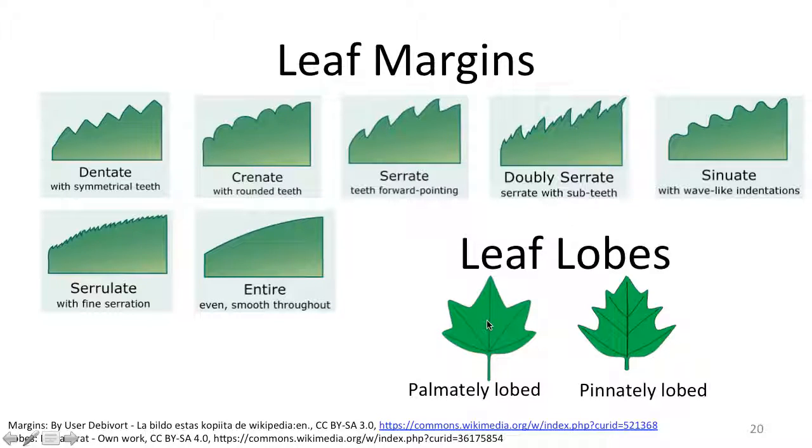So this arrangement is called palmately lobed. The other possibility is that the lobes stick out towards the side, much like the strands on a feather stick out to the side, and so we call this pinnately lobed. This distinction is analogous to the distinction between palmately compound and pinnately compound leaves.